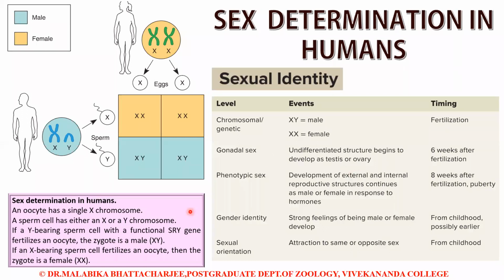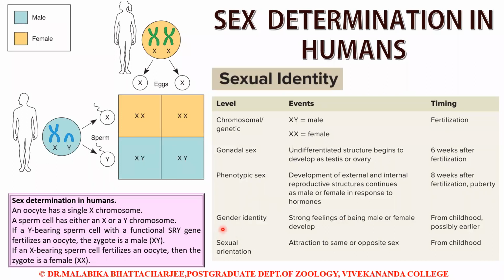Phenotypic sex. Phenotypically, the sexual characteristics start after 8 weeks of fertilization, and finally, the secondary characteristics fully develop during puberty in response to the male and the female hormones.